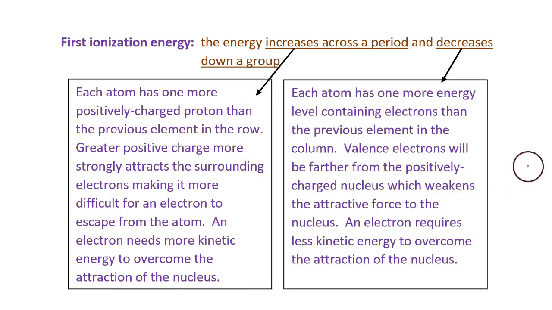The reason is shown in the box. Each atom has one more energy level containing electrons than the previous element in the column. Valence electrons will be farther from the positively charged nucleus, which weakens the attractive force to the nucleus. An electron requires less kinetic energy to overcome the attraction of the nucleus.